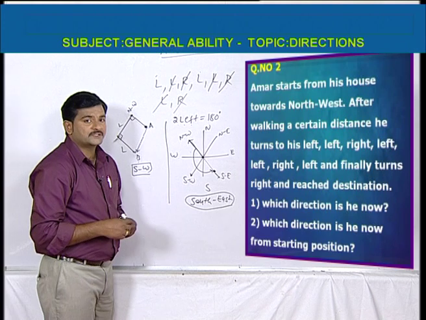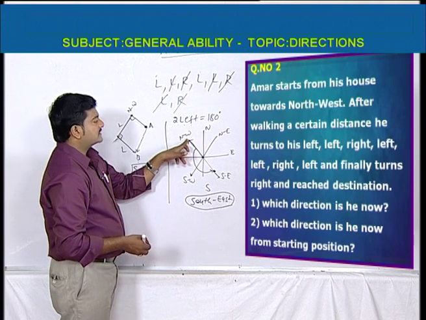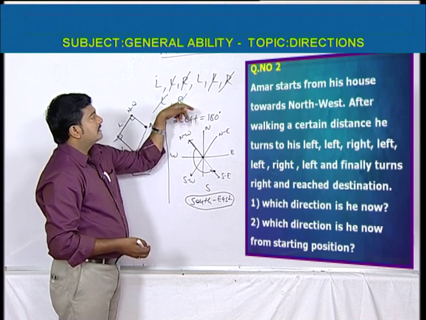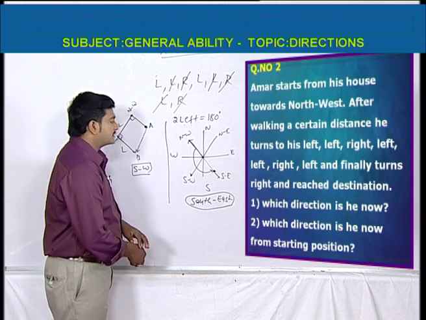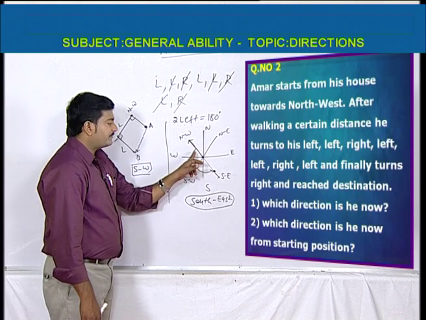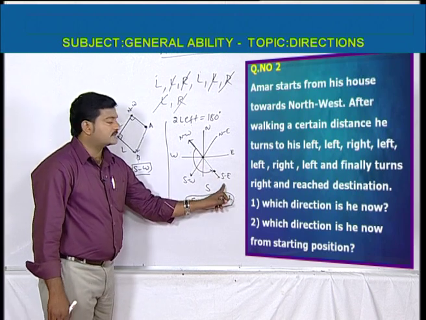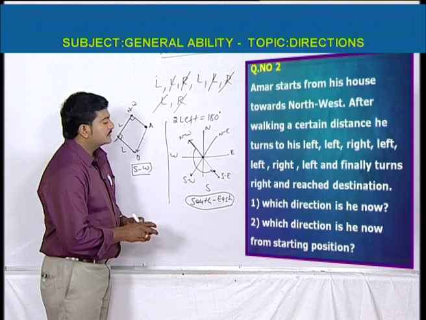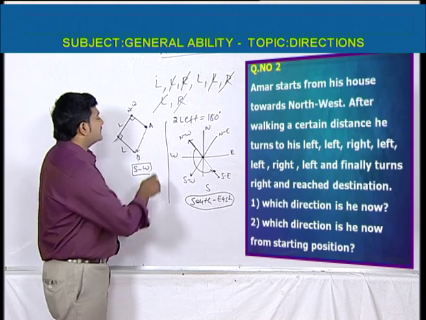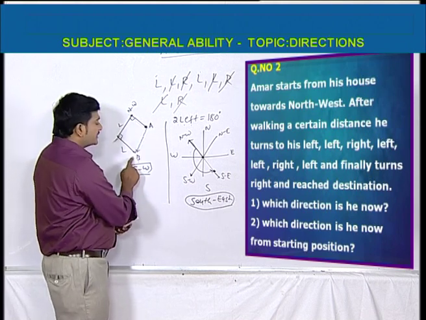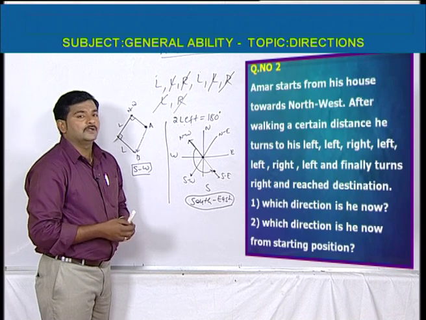I repeat the question once again. Amar starts walking towards northwest. List out all lefts and rights. Cancel left with right. I am getting 2 lefts. 2 lefts means how many degrees? 180 degrees. 2 lefts means 180, that's why it will come exactly opposite to the previous direction. Previous is northwest, now it comes to southeast direction. The answer for the first question is southeast. And the second question is which direction is he now from the starting point? My starting point is A and now he reached destination B. With respect to A, what about this B? The answer is southwest direction.